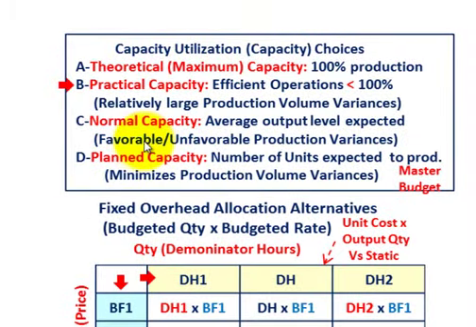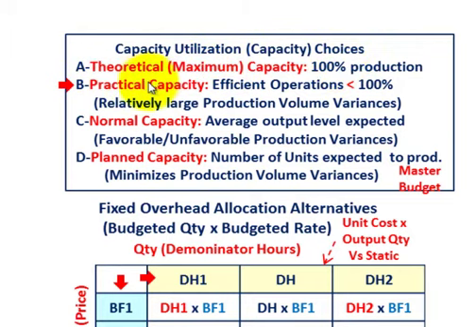Okay, and then one last thing before we move on. When we talked about those different capacity levels, just by definition, our capacity utilization or capacity choices, we talked about that theoretical or maximum capacity. That would be where the plant is operating at 100% of production. They don't have any downtimes or anything like that. They're just all out producing at maximum capacity.